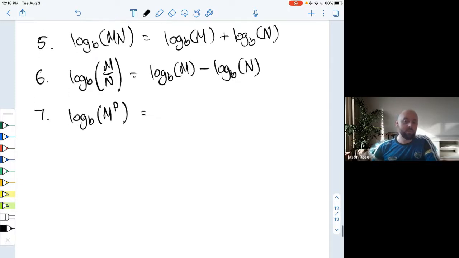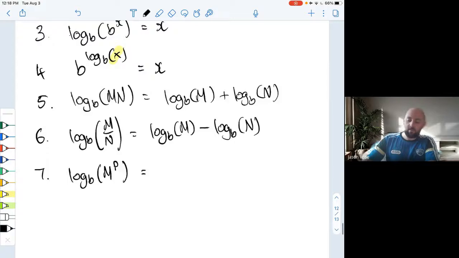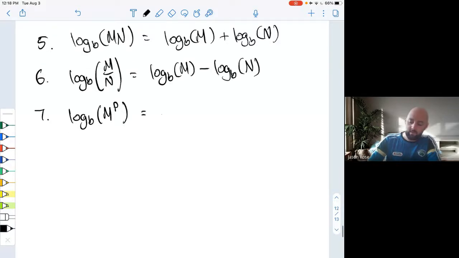Okay, if you've seen a rule about a power inside the log like that, you think you know, but you're not certain. You don't want to bet money on it, kind of. But yeah, it's that the p can come down in front. That power. That's something you can use to simplify log expressions as well. You do remember. Very good, very good.